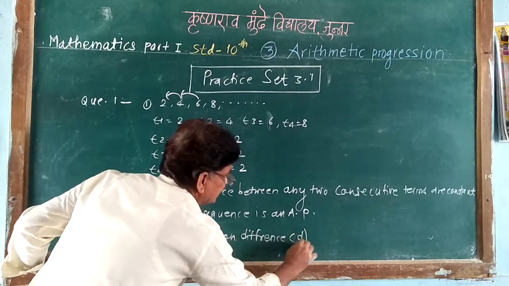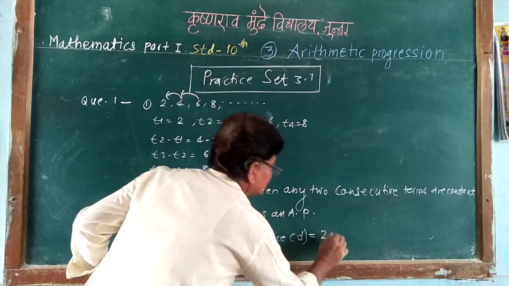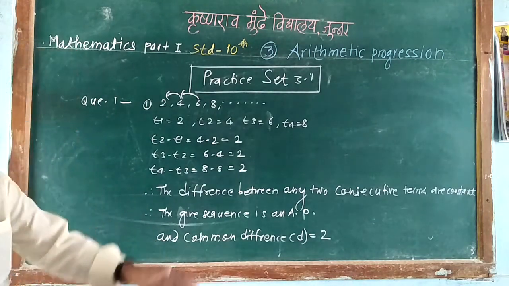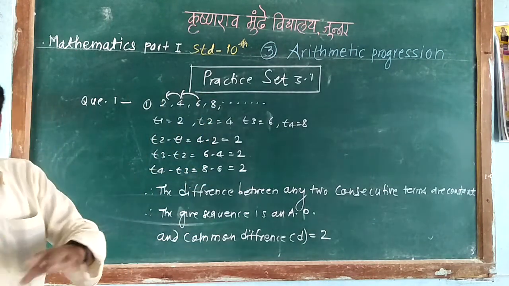A is denoted as D, equal to 2. The common difference is 2. Second example.